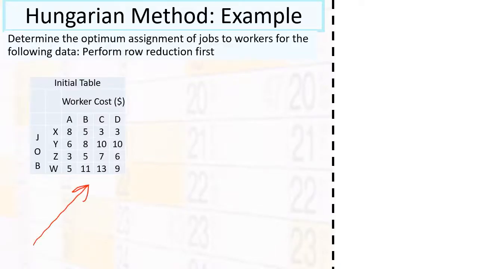We have this table right here. This is an example and it's an assignment. We have A, B, C, D as workers and X, Y, Z, W as jobs, and we want to assign the workers to the jobs. So we start by what we call row reduction.